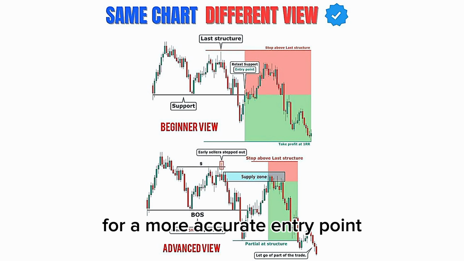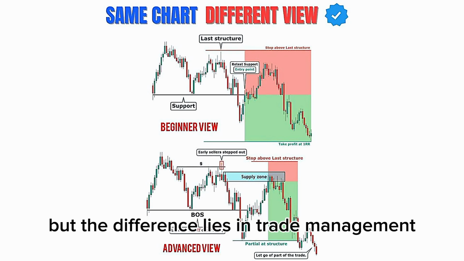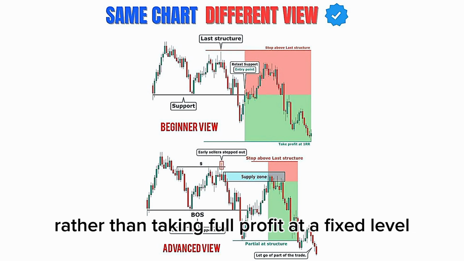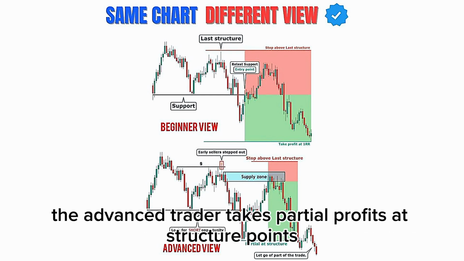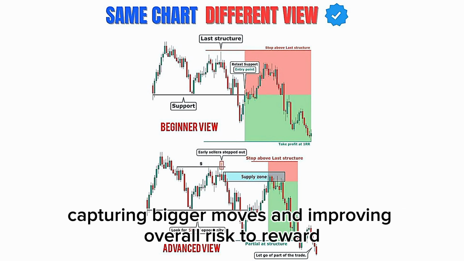accurate entry point. The stop loss is still placed above the last structure, but the difference lies in trade management. Rather than taking full profit at a fixed level, the advanced trader takes partial profits at structure points and lets the rest of the trade run, capturing bigger moves and improving overall risk to reward.